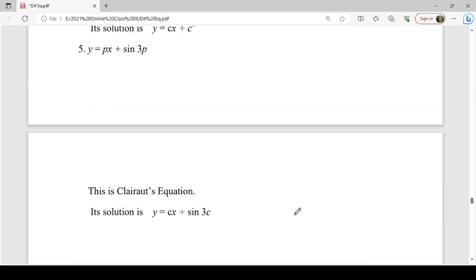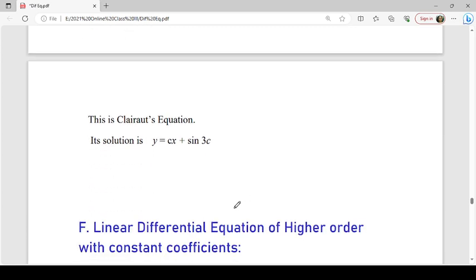Okay, next we will discuss linear differential equations of higher order with constant coefficients.